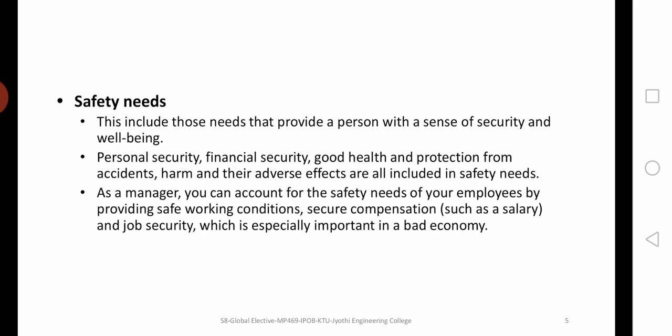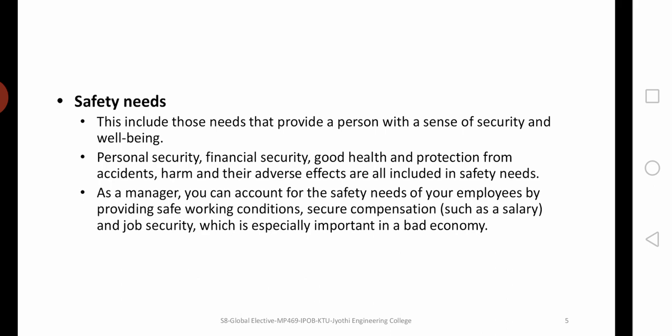Personal security must be given for all employees, and if at any worst condition an accident occurs, financial security has to be provided. Good health is to be maintained for all the employees, and it should be monitored by the organization. That is a safety need for employees.